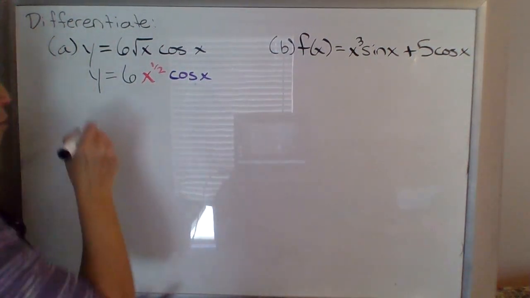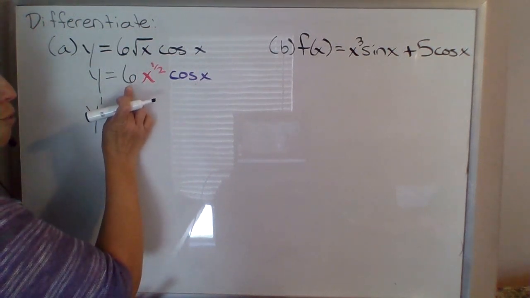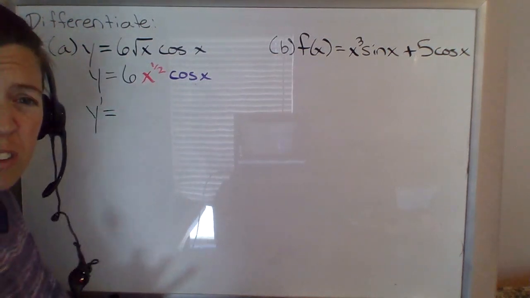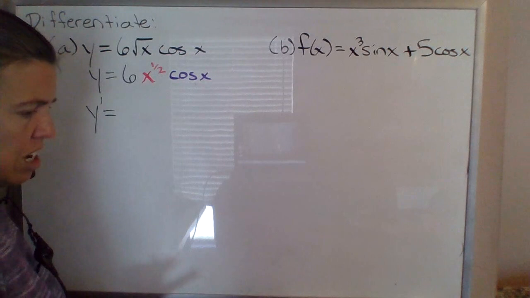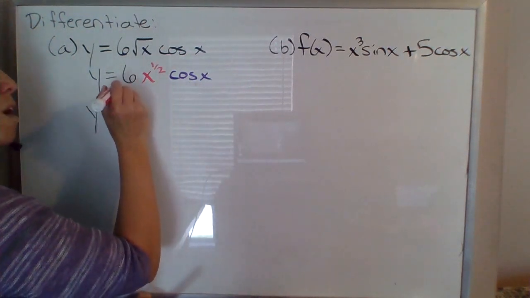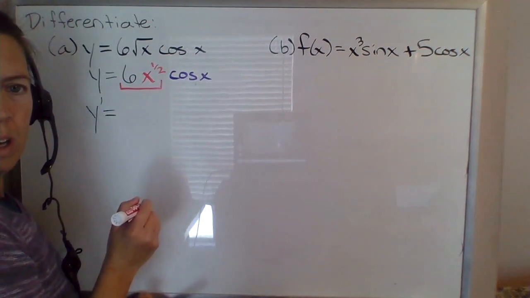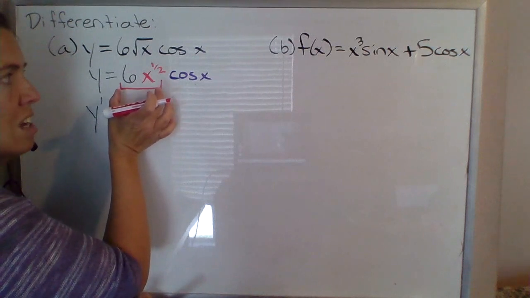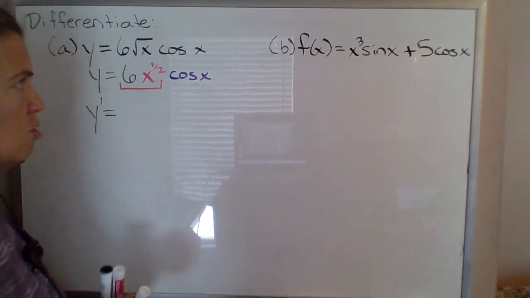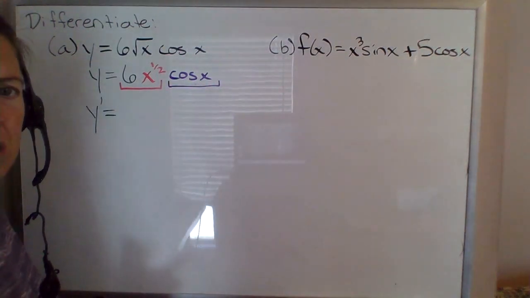So now, if we differentiate, so y prime. Now, first of all, as far as how we want to treat the coefficient of 6 here, we want to look at our product as the product of two functions. So here's my first part of the product, 6x to the 1/2. I'm going to include the 6 with the first part of this product, just the way I'm going to choose to handle it. And then cosine of x is the second part of the product.